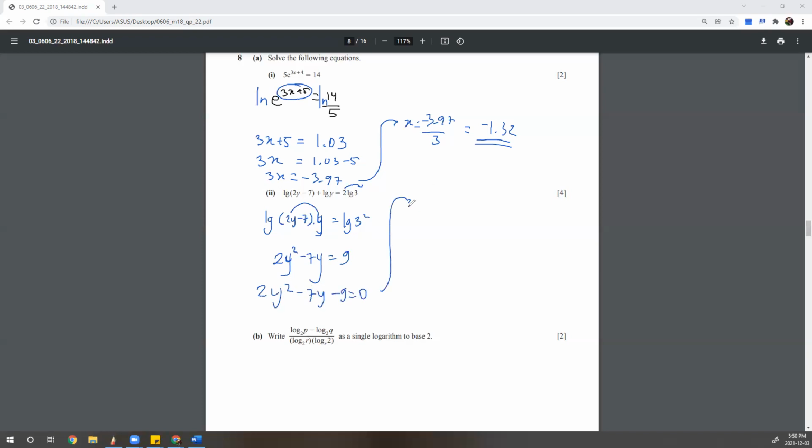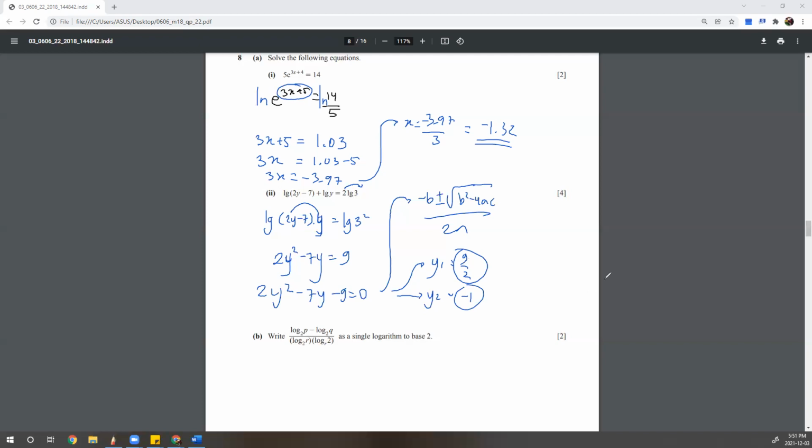You can use the formula of ABC. Minus b plus minus square root b square minus 4ac, over 2a. So the y could be two values, right? 2, -7, and -9. The answer will be 9 over 2 or -1.